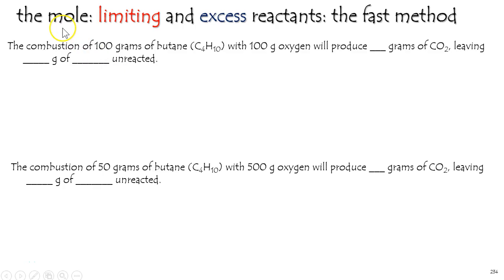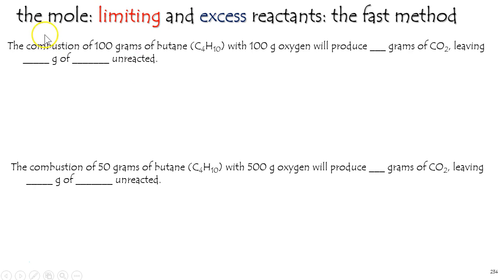Hey, Dr. B here, and let's talk about limiting and excess reactants and how to calculate it for a given question using a FAST method. Now, this method may not be for you. It requires a certain amount of memorization and a comfort with the numbers. If you don't like it, just use the normal method that I showed in the previous slide. If you do like it, it's a big time saver.